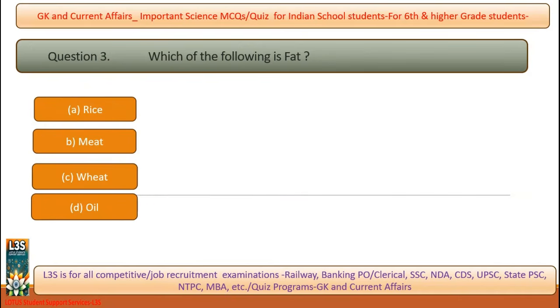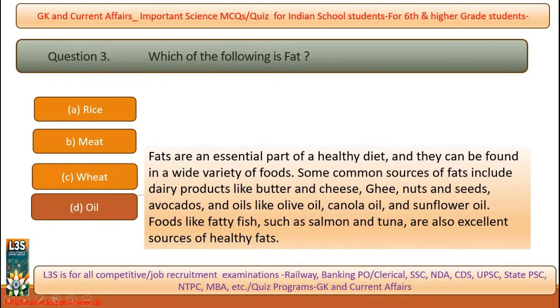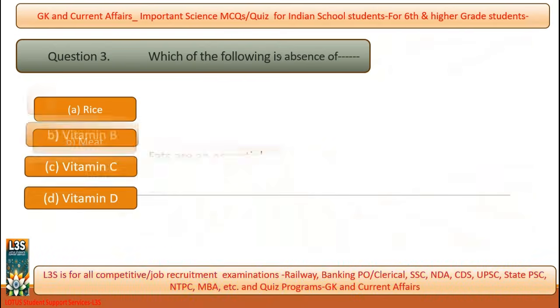Which of the following is fat? Option D is correct, oil. Fats are an essential part of healthy diet and they can be found in wide variety of foods. Some common sources of fat include dairy products like butter and cheese, ghee, nuts and seeds, avocado, and oils like olive oil, canola oil and sunflower oil. Also food like fatty fish such as salmon, tuna are excellent source of healthy fats. So here right option is D, oil.